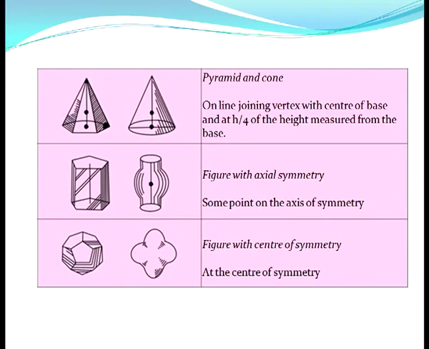On the line joining vertex with center of base, the Cm is at h/4 of the height measured from the base. For a figure with axial symmetry, we have Cm at some point on the axis of symmetry. Similarly, for a figure with center of symmetry, which you can see on the left hand side, we have the center of mass at the center of symmetry.